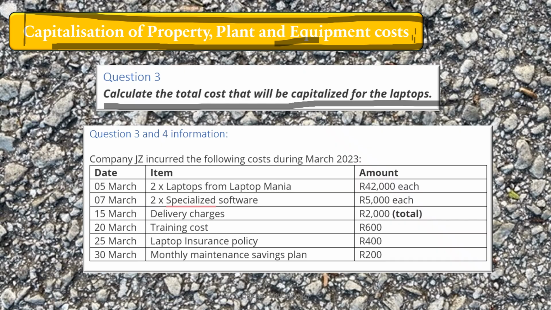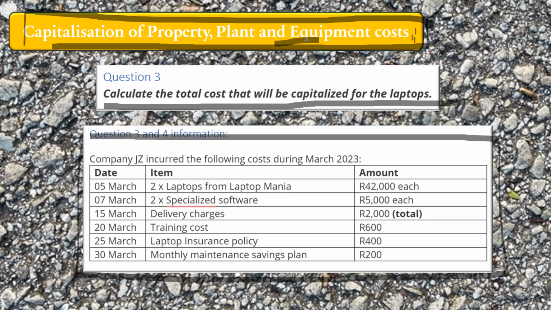So if we look at the information that has been given to us, we got 2 laptops. That fits the definition of a non-current asset. Here they're saying that in this example, the software is specialized. It's 5,000 Rand per laptop. So the software is loaded onto the laptops and it's adding value to the laptops. So that is going to be capitalized.